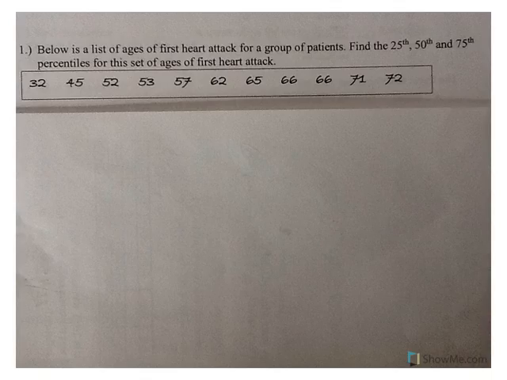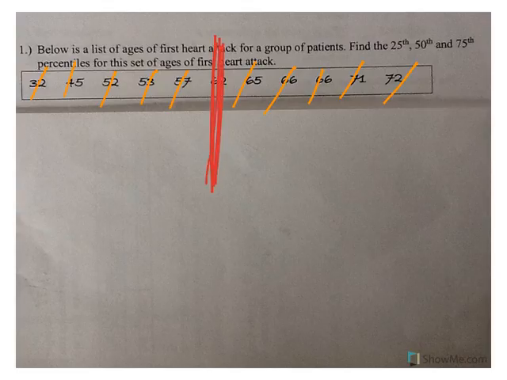All right, let's do another one. We have these ages of people with their first heart attack. So again, our first step is to find the median. So do that. Find the median. Work your way in. 62. Okay, so here's my 50th percentile. And it cuts right through. If it cuts right through, then I'm done using it. I don't get to use that one again.